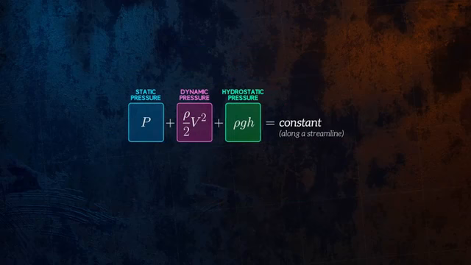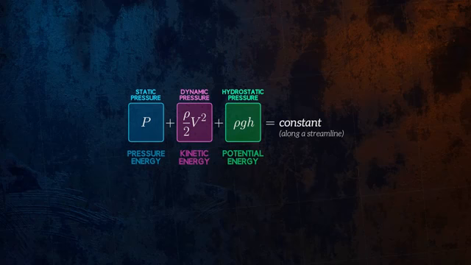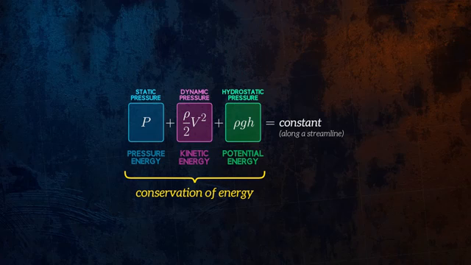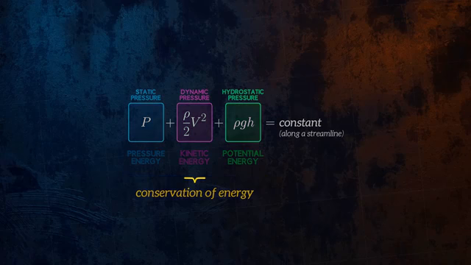We can think of Bernoulli's equation as a statement of the conservation of energy. It says that along a streamline, the sum of the pressure energy, kinetic energy, and potential energy remains constant. This is really valuable information that can help us analyze a whole range of fluid flow problems. The equation does have a few limitations, which I'll cover later on in the video. But for now, the important thing to note is that it can only be applied along a streamline.